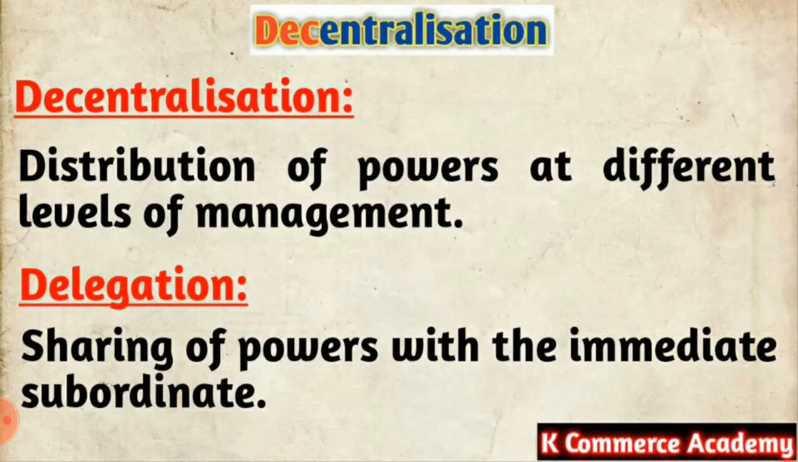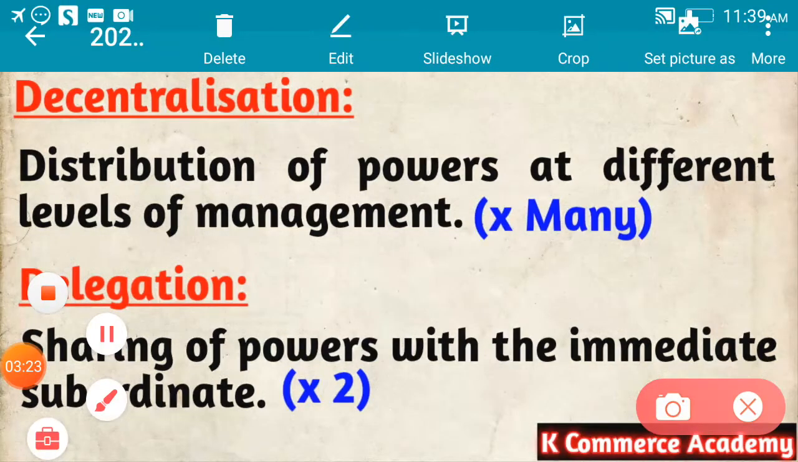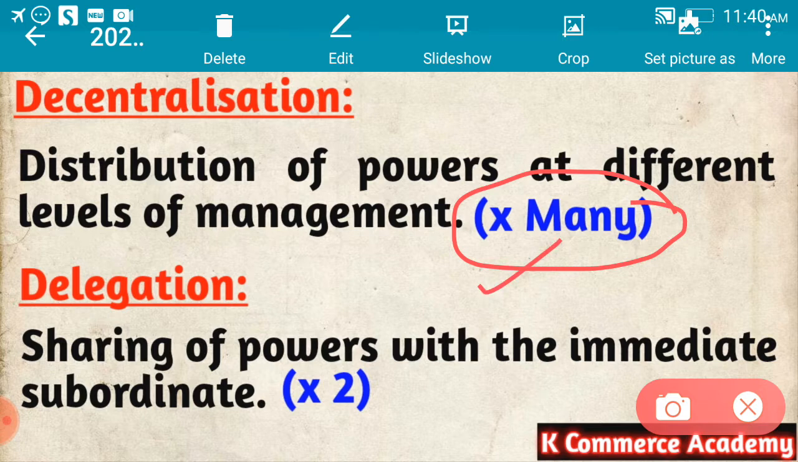It means under decentralization there is a multiplication in many, because we are distributing the powers at different levels of management, at all the levels of management. While in delegation there is a multiplication in two, because here we are sharing the powers with the immediate subordinate only, so we are multiplying the powers between two only.